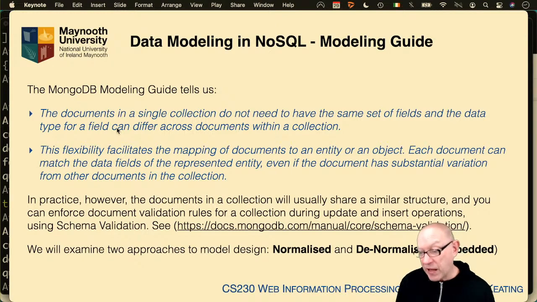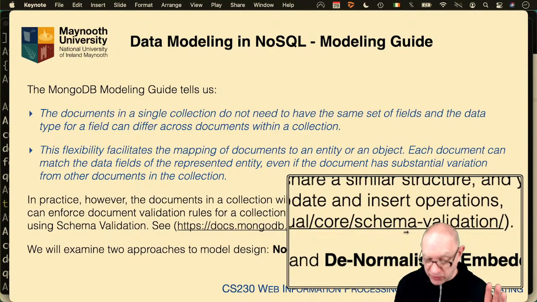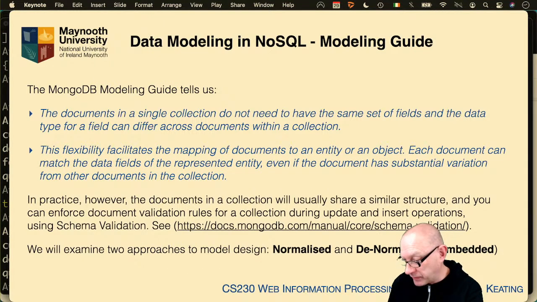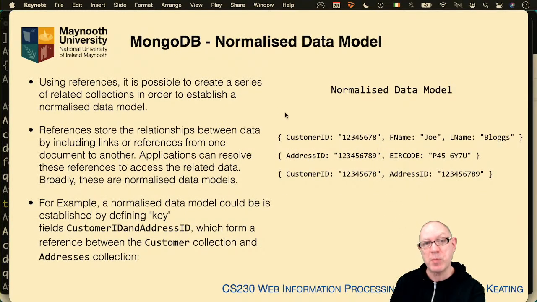And the modeling guide from MongoDB tells us that the documents in a single collection do not need to have the same set of fields and data, as the type for a field can differ across documents and collections. And this flexibility facilitates the mapping of documents to an entity or an object. And each document can match the data fields of the represented entity, even if the document has substantial variation from other documents. So in practice, the documents in a collection usually share a similar structure. You can force some validation rules on update and insert operations using schema validation, and you can click through here to find out about that. And there are two approaches to the design: normalized and denormalized. We'll see a little bit about that again later.